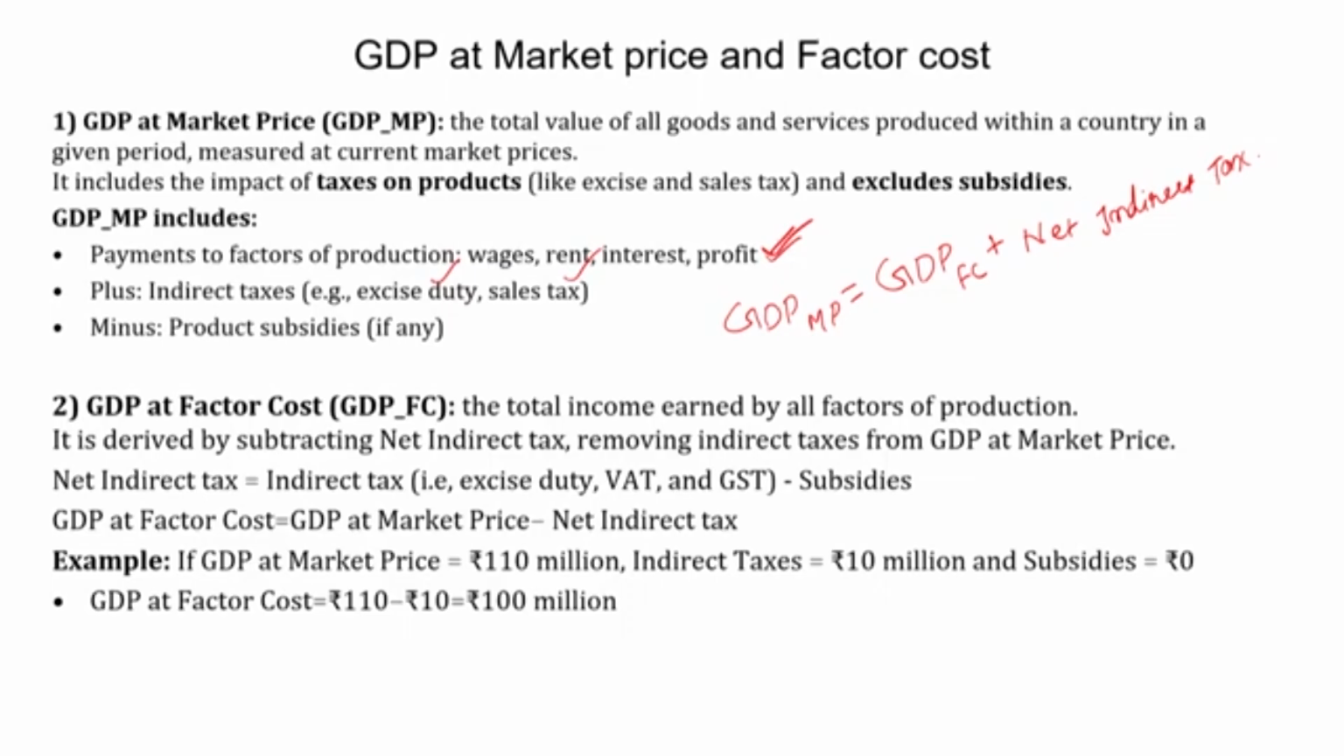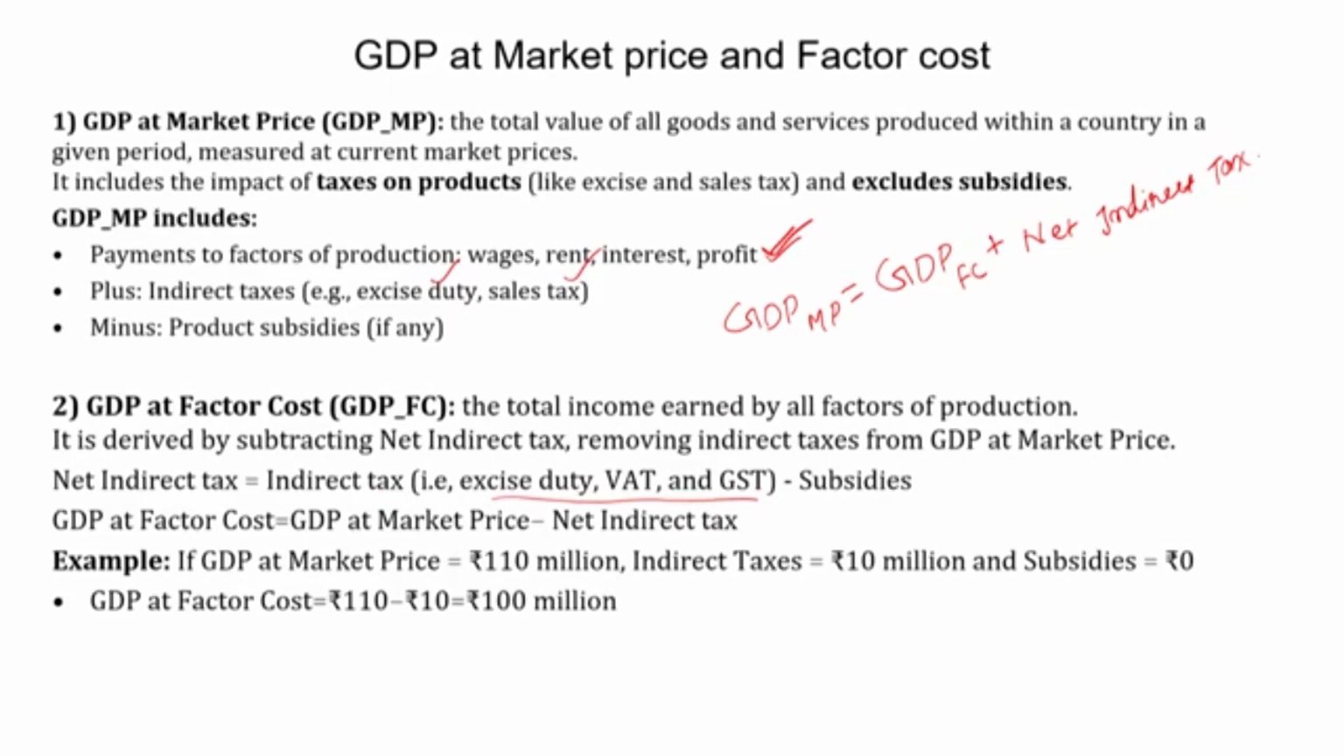So the next concept is GDP at factor cost. GDP at factor cost means the total income earned by all factors of production. It is derived by subtracting net indirect tax from GDP at market prices. Because normally what we get directly is GDP at market price. So in order to get what income the factors of production received, we need to subtract net indirect tax from GDP at market price. Here net indirect tax means excise duty, VAT, GST minus subsidies.